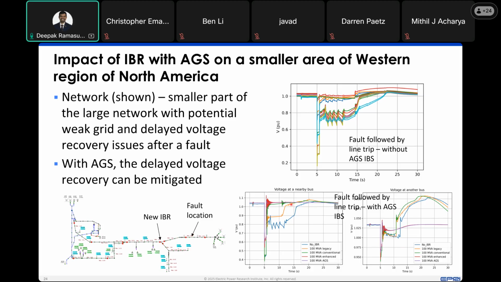So we looked at different kinds of faults, we looked at different responses to get an understanding of where it should be placed, what size should be there, and how do we mitigate the slow voltage recovery that exists with these resources in this particular region and get a stable response in the network. So that was again with the system operator in the particular location, the footprint.